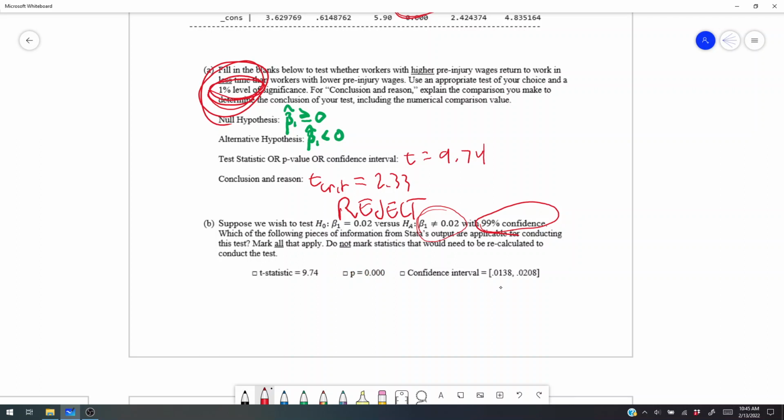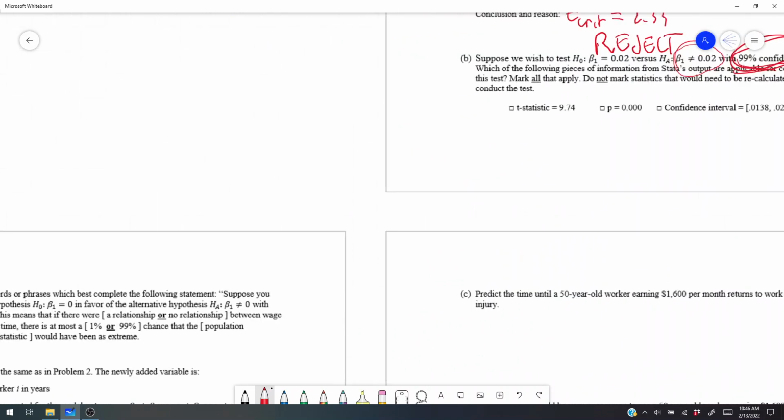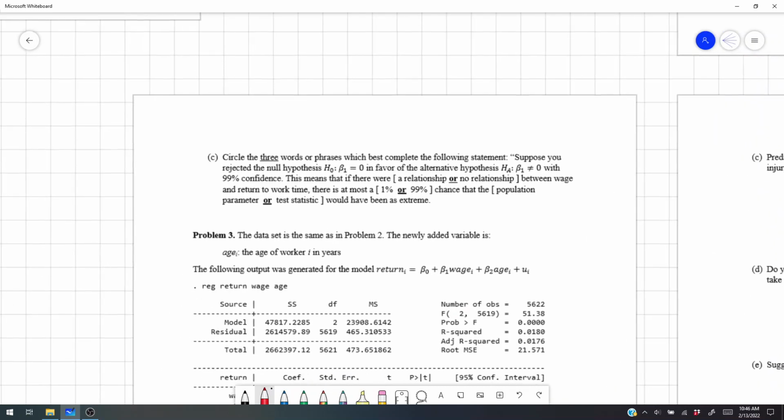What about the confidence interval? Well, Stata's confidence interval is always based on a 95% level of confidence, and we're asking for 99% confidence here. So that is also no good. None of them. You get full points by leaving this blank. It's the best possible type of question. Moving on with our lives.